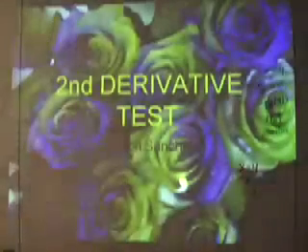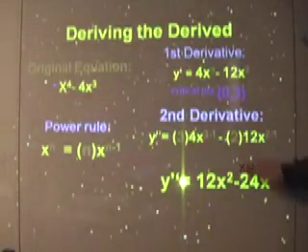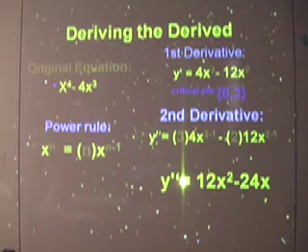The topic is second derivative test. What you do first is, since you already have the first derivative from the original equation by using the power rule, which is x to the n equals n times x to the n minus 1.